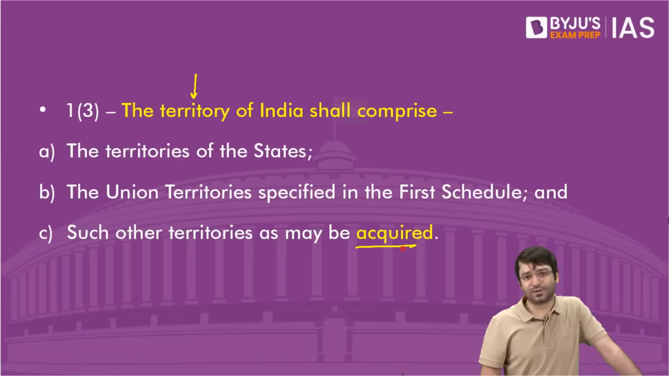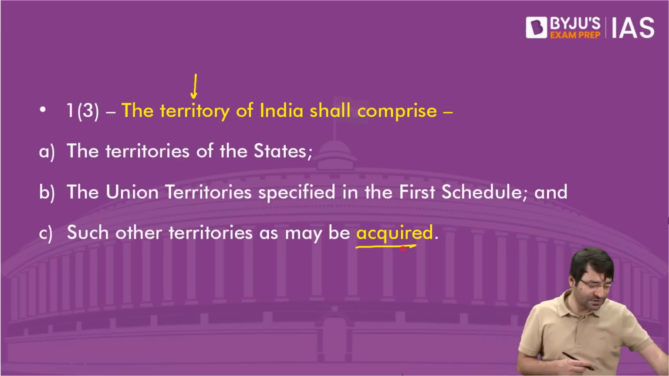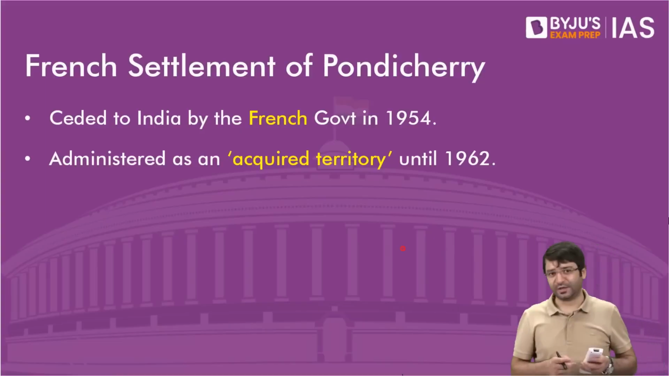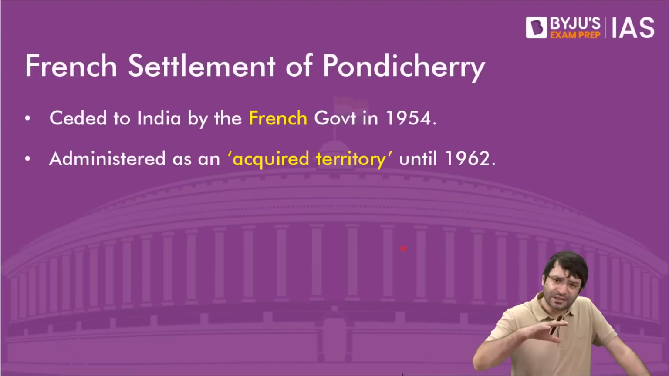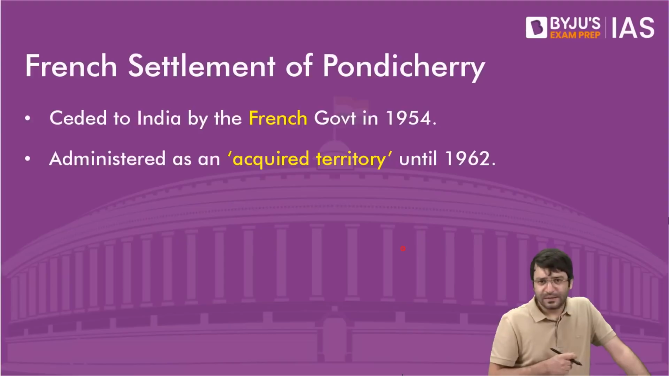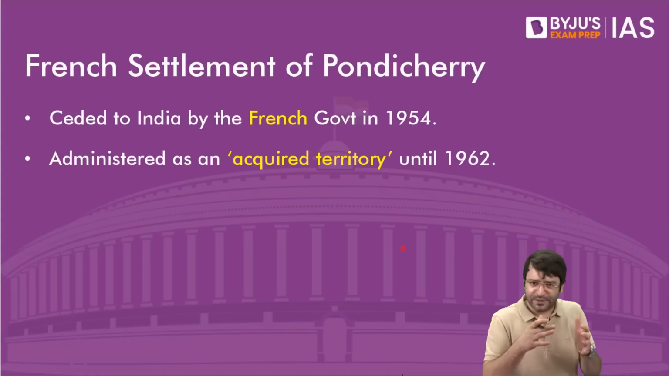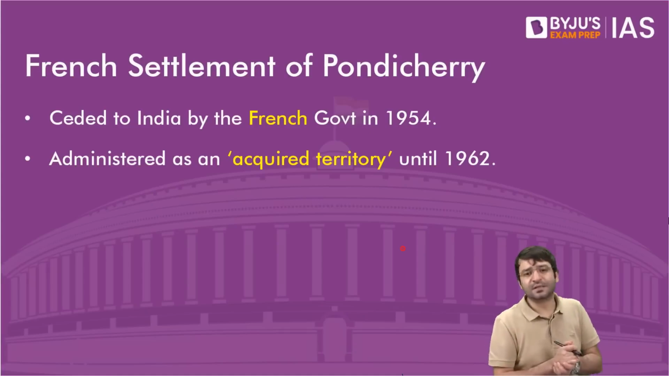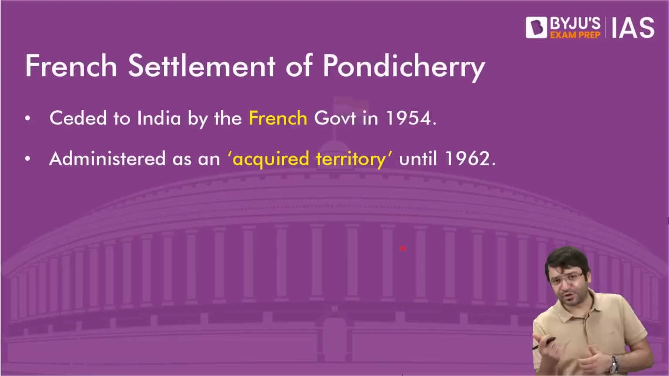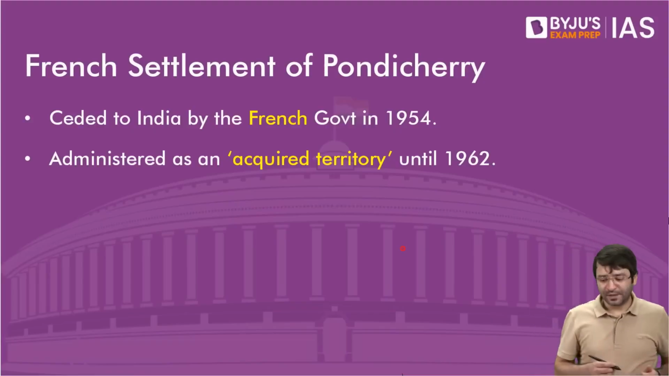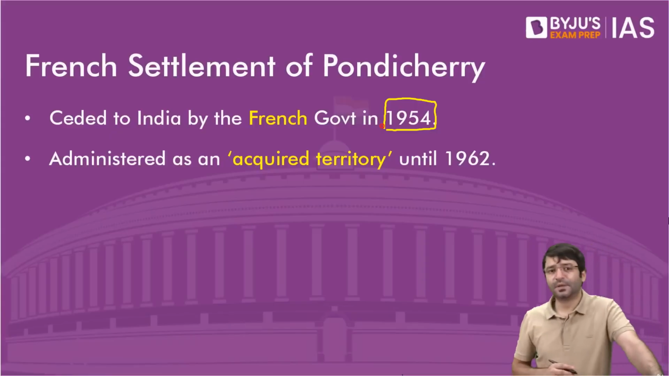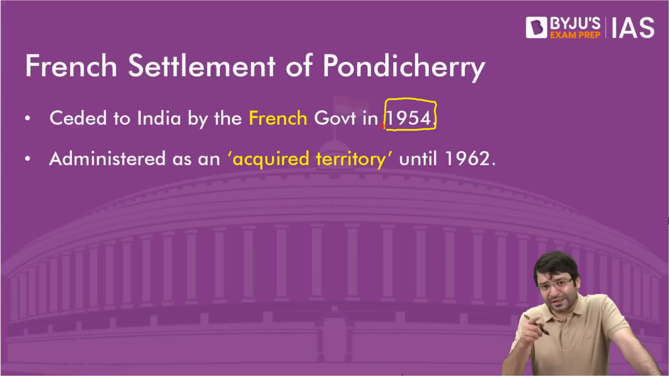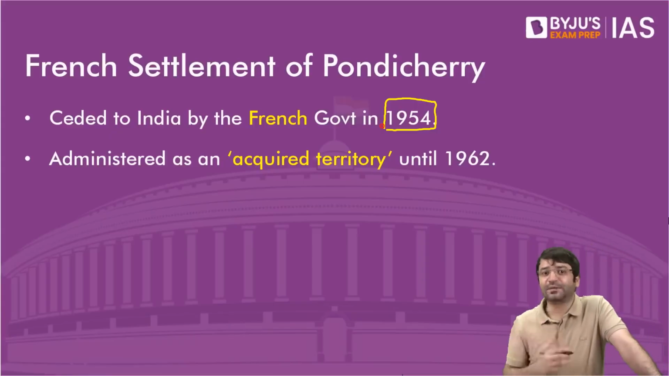And we have acquired a lot of territories. The classic example of one acquired territory was the French settlement of Puducherry. Puducherry, previously known as Pondicherry, was under French rule. But then there was an agreement between the government of India and the government of France that Pondicherry, which is now Puducherry, will be acquired by India. This agreement happened in 1954. But this agreement had to be ratified by the French Parliament.